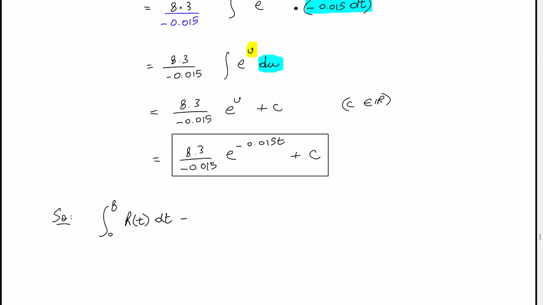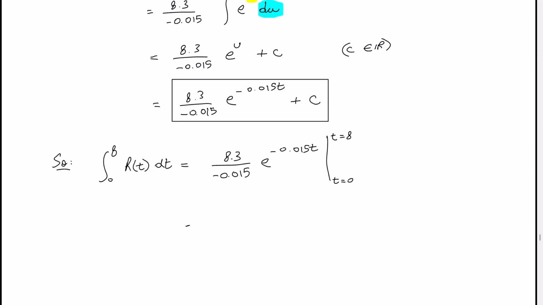The integral from 0 to 8. Well, I would have to do 8.3 divided by negative 0.015 times e to the negative 0.015 t, and use the fundamental theorem of calculus, where t is going from 0 all the way to the original numbers, which are 0 and 8. So ultimately, this requires me to just plug in some numbers into my calculator, and it's going to be a little bit tedious because these numbers contain fractions, but it is what it is. We'll just deal with it in a moment.